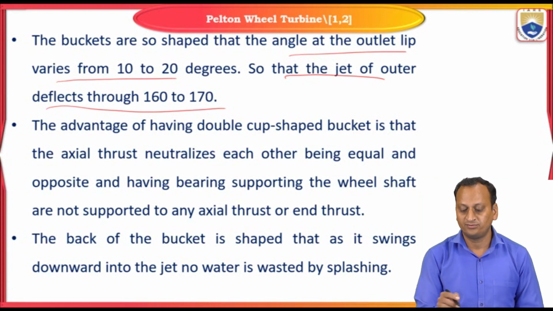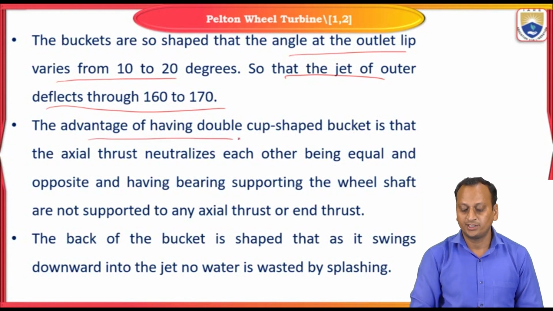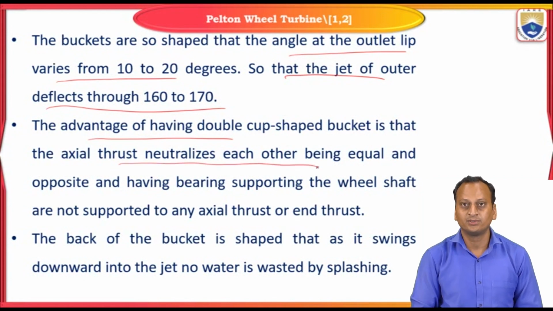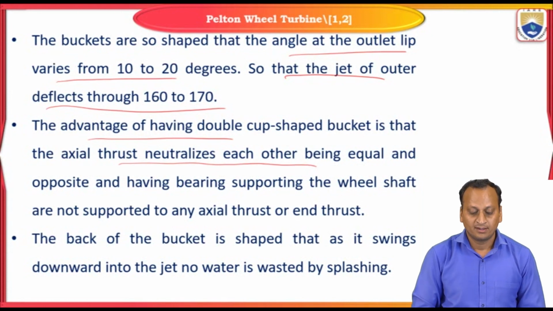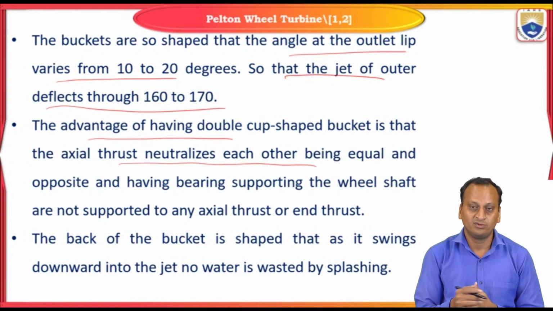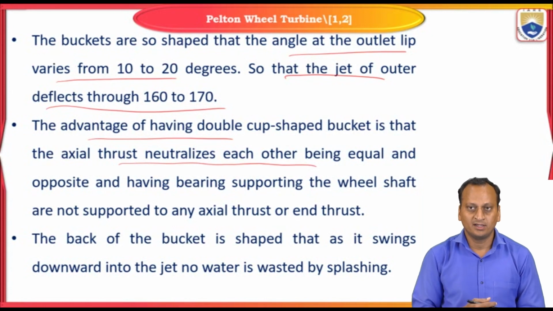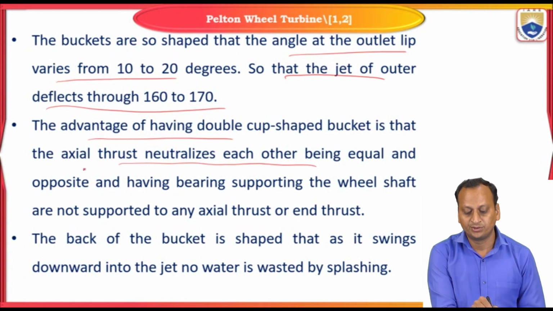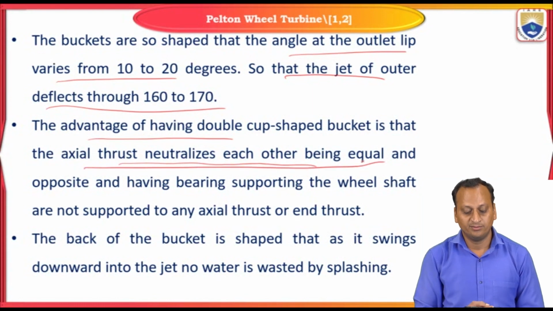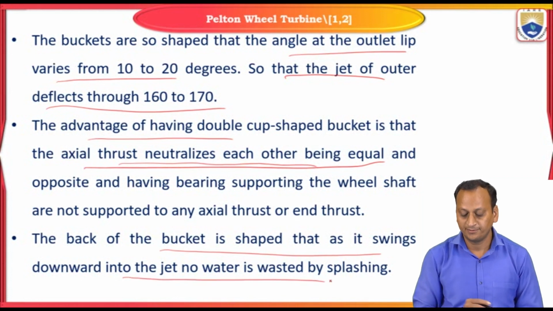So, angle of deflection. The advantage of having a double cup shaped bucket is that the axial thrusts neutralize each other, being equal and opposite. So whenever there is a splitter, it is dividing the jet into two halves, and therefore the thrust becomes neutralized. Otherwise, there would be imbalance, so that there would be damage to the rotor. So axial thrust neutralizes whenever the jet is equally divided into two halves. The back of the bucket is shaped so that as it swings downward into the jet, no water is wasted by splashing.